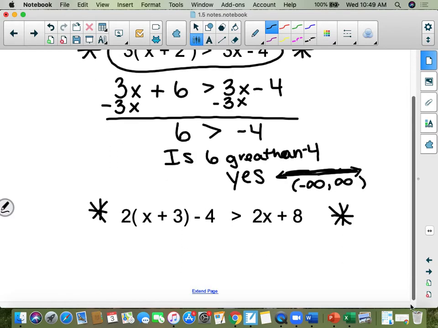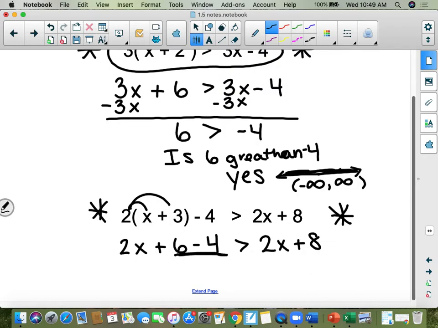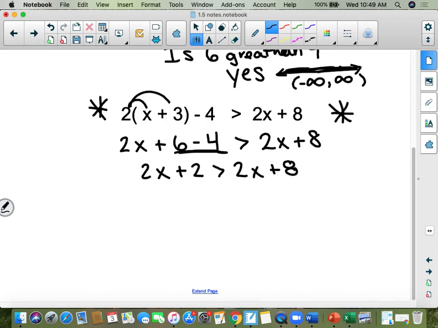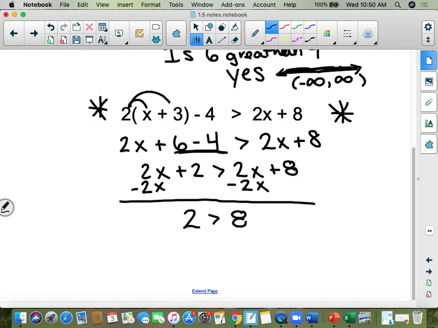Okay, the last problem is very similar to the one up there. I'm going to do the distributive property. I'm going to get 2x plus 2 times 3 is 6 minus 4 is greater than 2x plus 8. I'm going to combine the 6 and the 4 together to make 2x plus 2 is greater than 2x plus 8. I'm going to get the x's together on one side, so I'm going to subtract 2x. But what happens is the x's cancel each other out. I have no more x's left. The only thing I have is 2 is greater than 8.